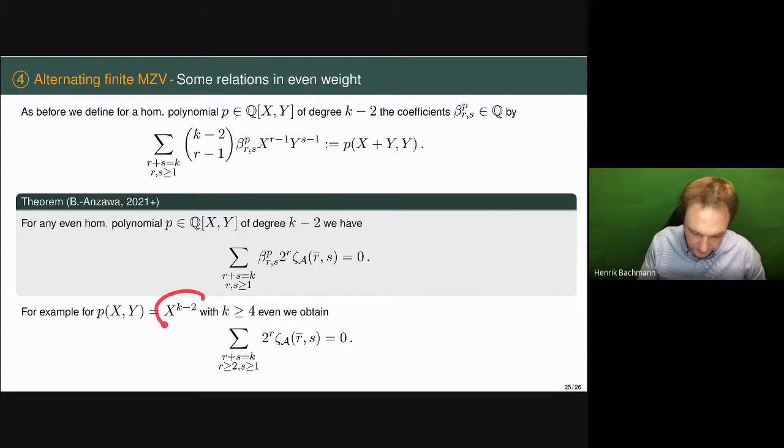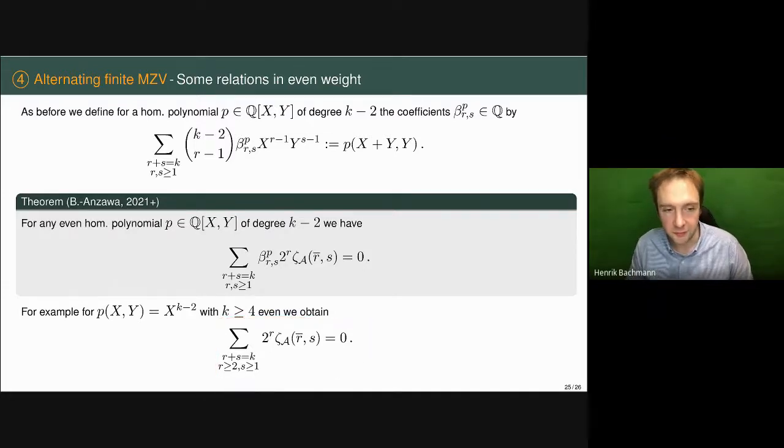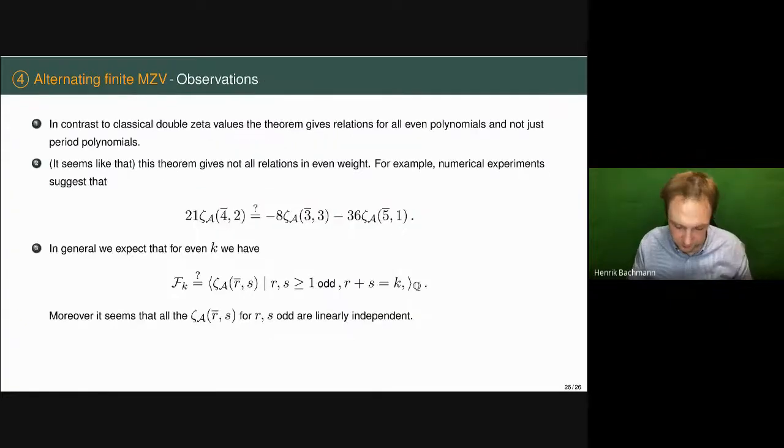For example, if we take this simple polynomial here, then we get a sum formula for these alternating finite double zeta values. So in this case, every polynomial works and not just period polynomials. Still, I'm hoping that there might be some connection to period polynomials, maybe of higher level. In contrast to the classical case, we can take any polynomial and not just period polynomials, and we get a lot of relations.